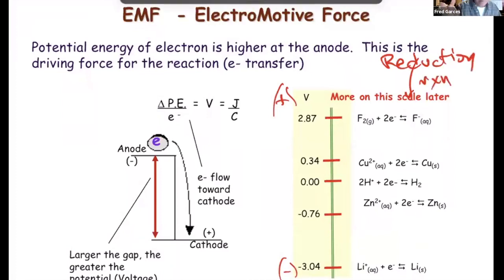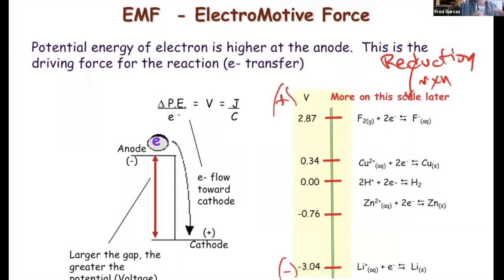And that's just by the fact that that's the nomenclature we use. In electrochemistry, we always refer to the reduction. So in a reduction, remember, you are gaining electrons. Electrons are in the reactant side.